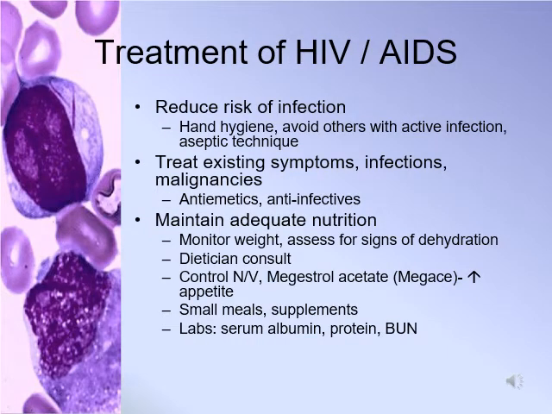Treatment of HIV and AIDS is going to include many things, a lot of education about reducing the risk of infection, all of those things, keeping them safe. If any patient is immunocompromised for whatever reason, we're going to teach them about hand hygiene and making sure that they are avoiding interaction with others that have active infection, colds, etc., people that may be contagious to them.